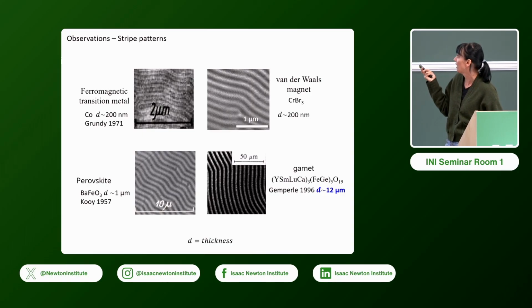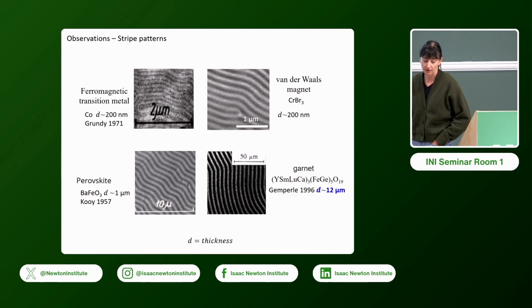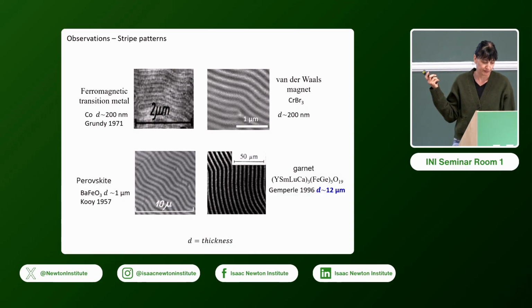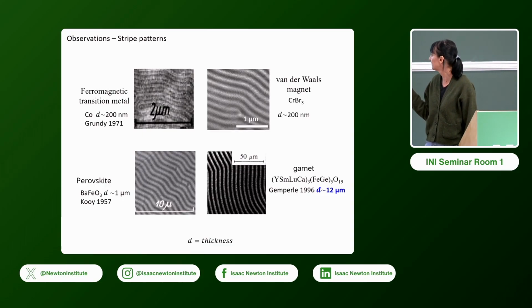Such stripes can also be observed in these van der Waals magnets, which are made with out-of-plane anisotropy. This is also an example in a perovskite and a garnet.